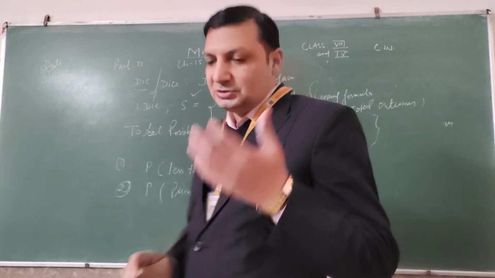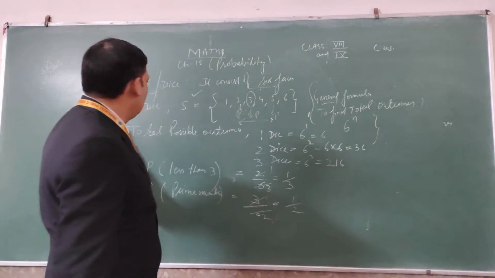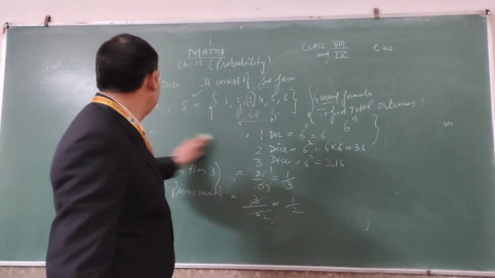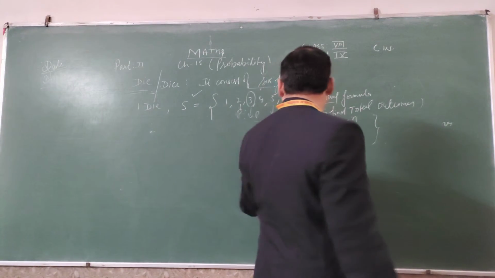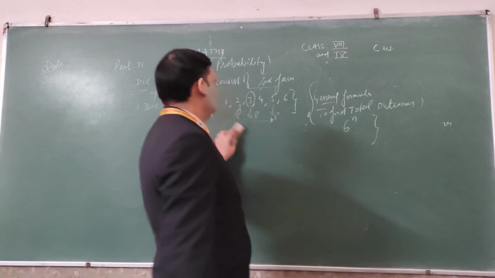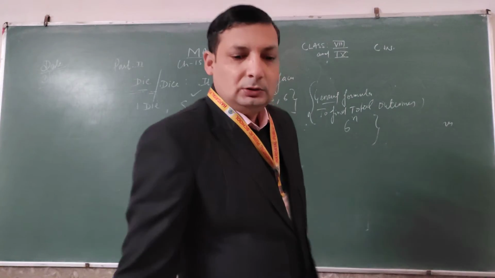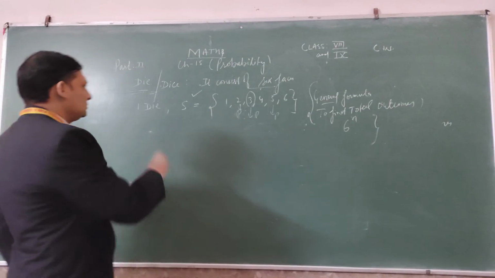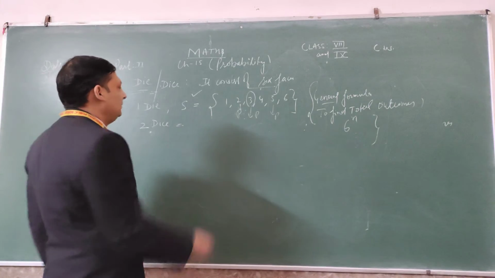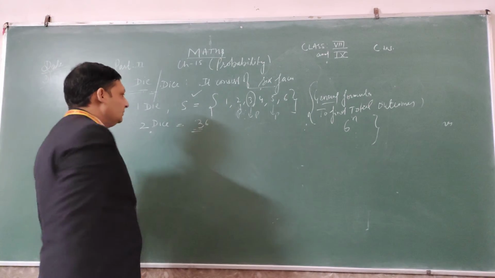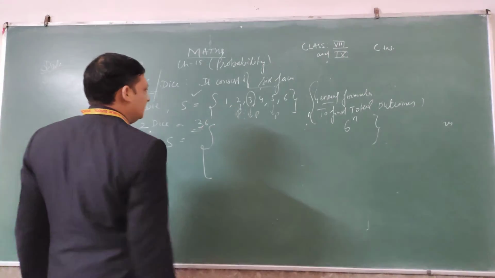Now we will discuss some questions based on 2 dice. To solve questions on 2 dice, first we have to have these things. I hope you have written them. So see here, I hope you have learned that when we toss two dice, the total number of possible outcomes will be 36. So see here how to write the sample space: the sample space for the 36 possible outcomes.